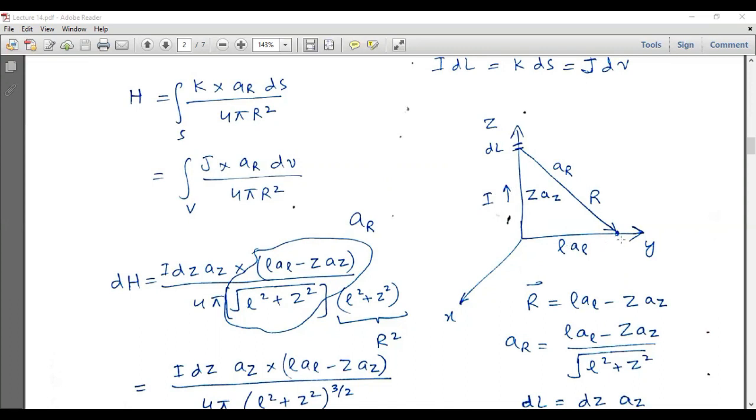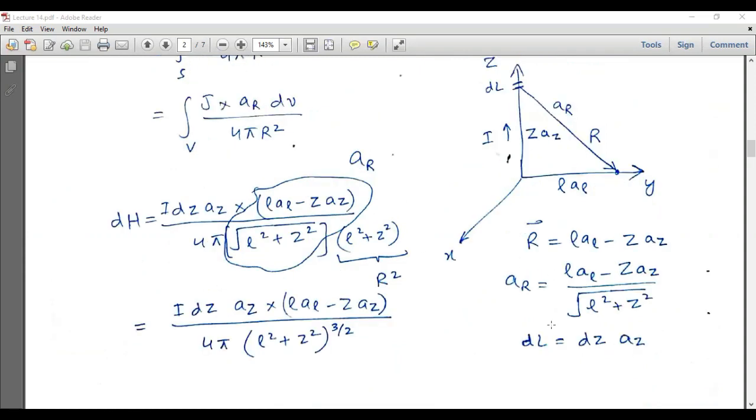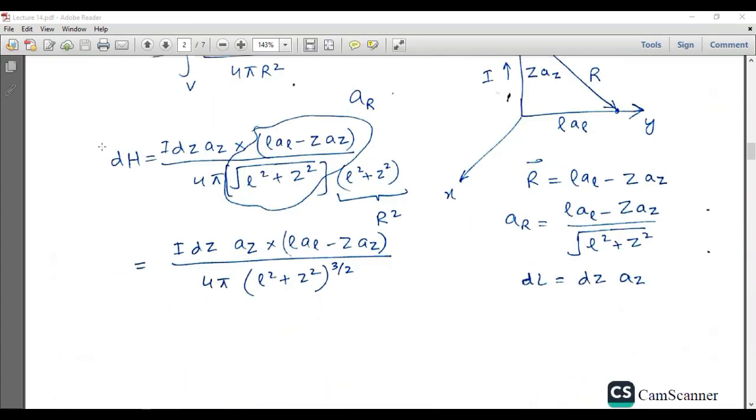So this will be our dL, and this is the point at which we want to calculate the magnetic field intensity. The position vector of this point will be rho a rho, and the position vector of this differential element is z a z. So the R vector will be equal to rho a rho minus z a z, and the unit vector aR will be equal to rho a rho minus z a z divided by the square root of rho square plus z square. And this differential length dL is equal to dz a z, and dH is equal to I dL cross aR divided by 4 pi R square.